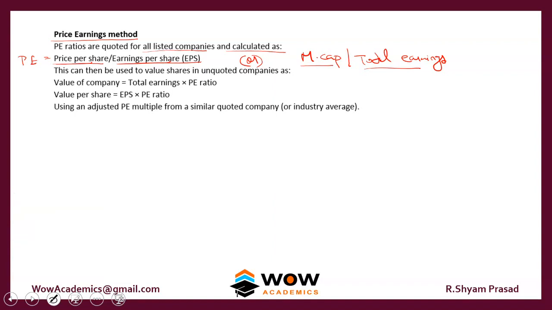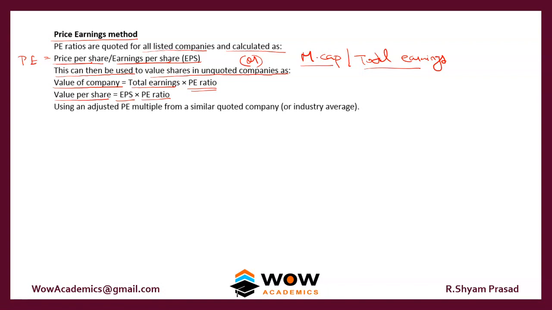So how can we value a company with the PE method? This can be then used to value shares in unquoted companies. So the value of an unquoted company is equal to the total earnings of that company multiplied by the PE ratio of a quoted company. So the value per share will be EPS into PE ratio. If you want the total value of a company, it is total earnings into PE ratio.